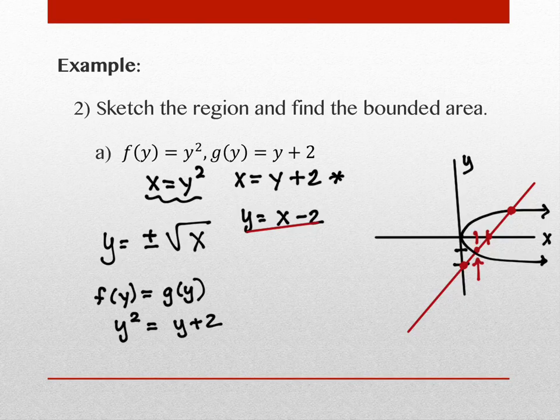Well, I'll tell you what you don't do. You don't take the square root right here because there's a y on both sides. We've got to get everything on the same side for starters, since y is squared. So the first thing I'm going to do is move my y and my 2 over with the y squared.